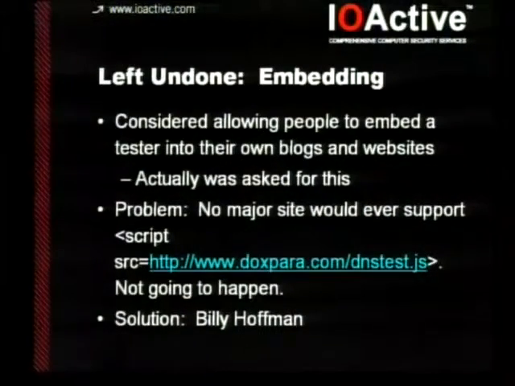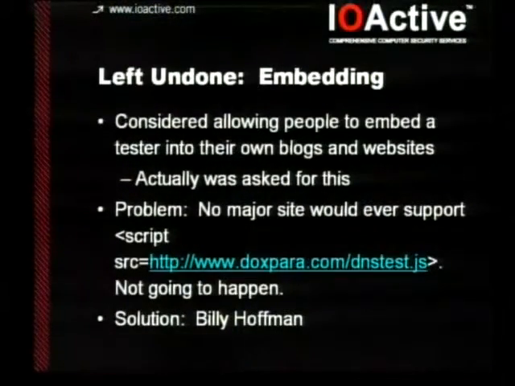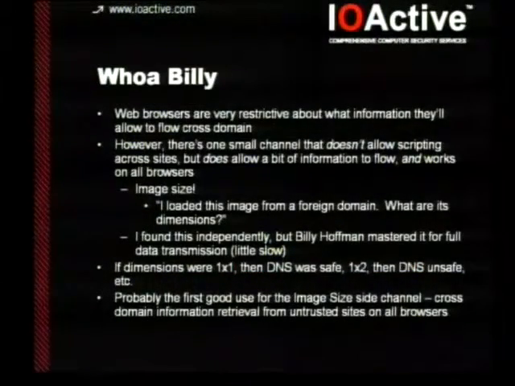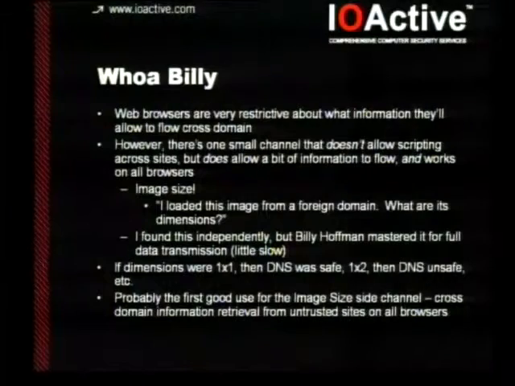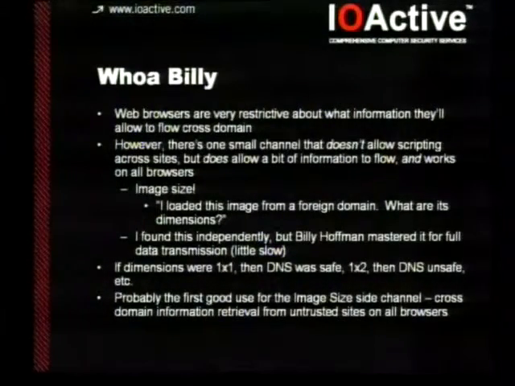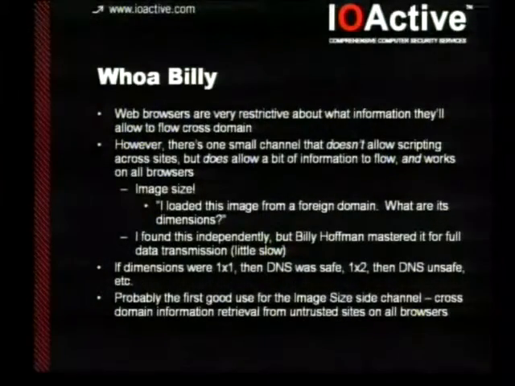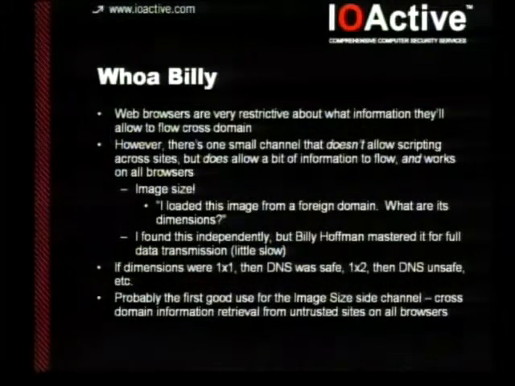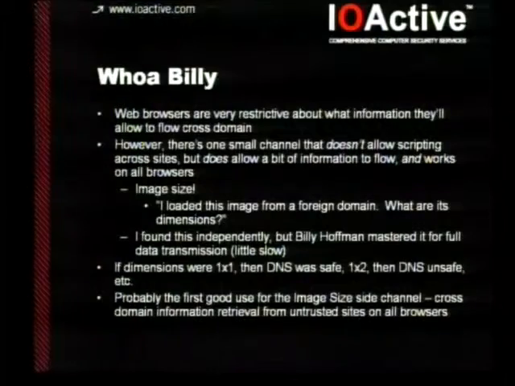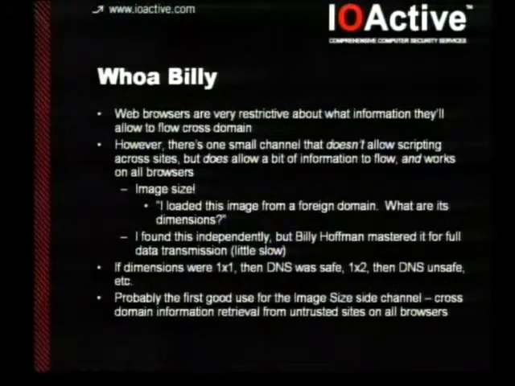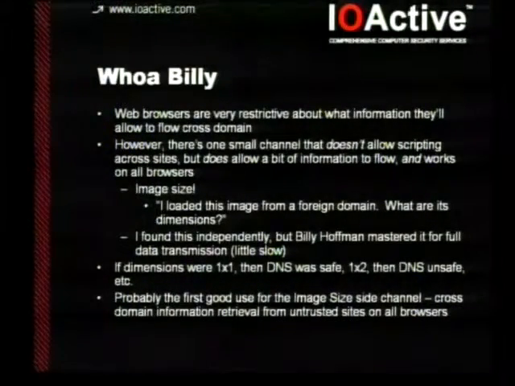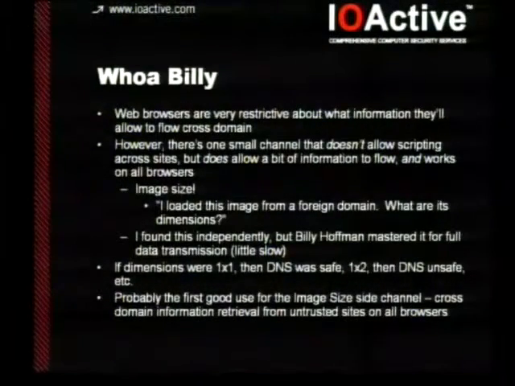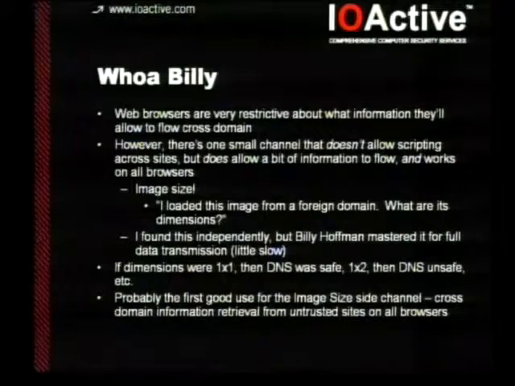So I had to come up with a solution, and the solution was actually the Billy Hoffman plan. This was fun. Web browsers are very, very restrictive on what information they will allow to flow cross-domain, unless you go script source to some other domain, and then it'll let anything happen. But the online bank did not want to have to trust me. They wanted to get a little bit of information out of me, whether the DNS server was secure or insecure, but they absolutely did not want to run my code.